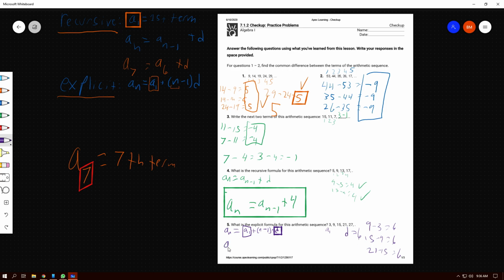So let's plug that in. First term is 3, and then my common difference was 6. And boom, that is my answer. That's it. We don't need to solve right now. We're just plugging that in.